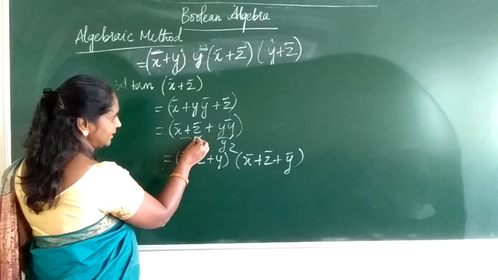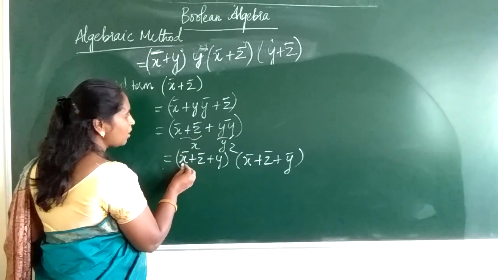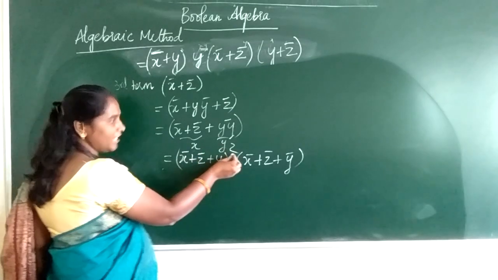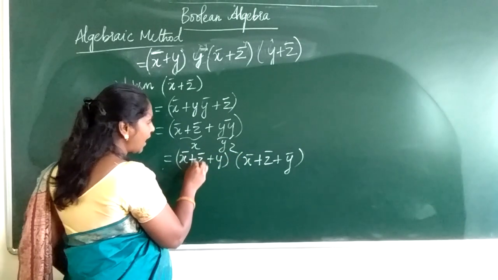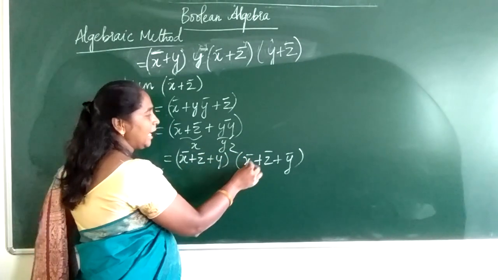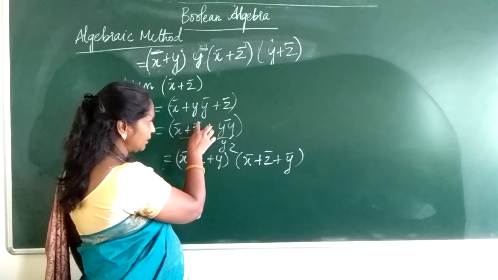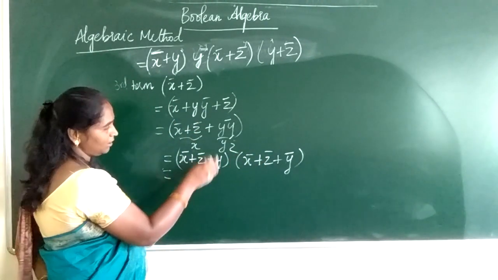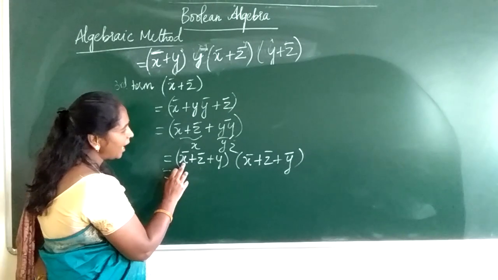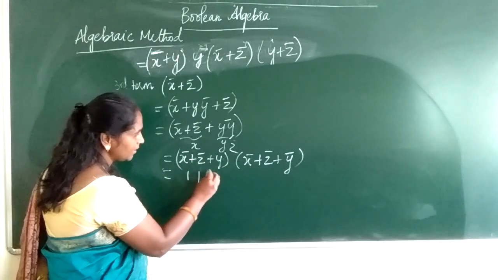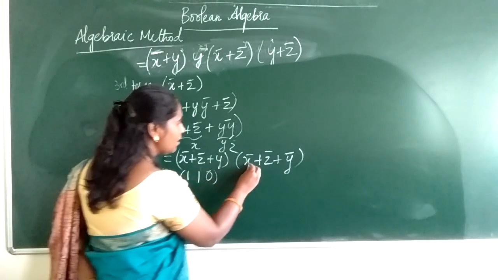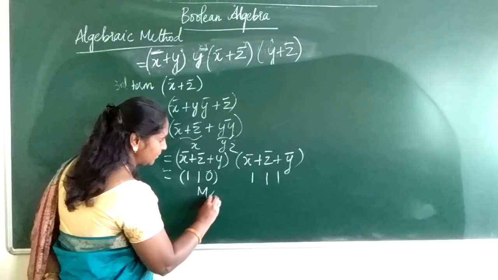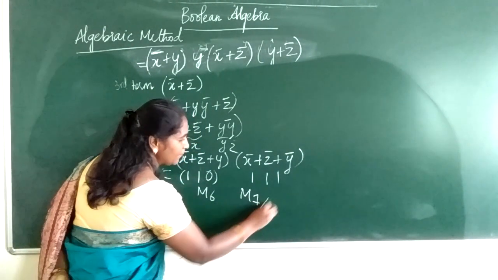Okay, so listen here. This is my x term, this is my y term. So I am using a distributive law: x + yz is equal to (x + y)(x + z). So (x bar + z bar + y)(x bar + z bar + y bar). Okay. Now write the binary equivalent. So bar means 1. Here 1 1 0, here 1 1 1. So this holds the value of m6 and this is nothing but m7.